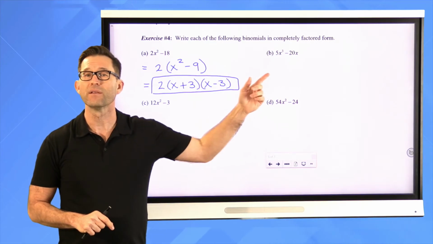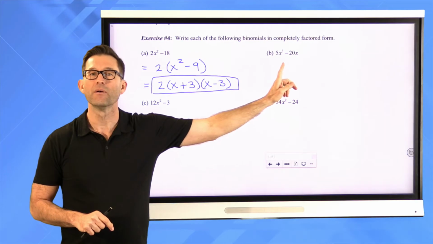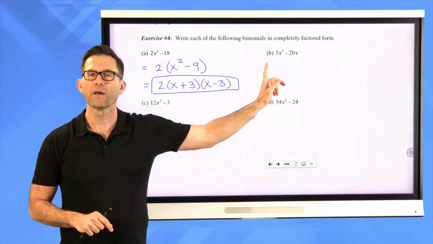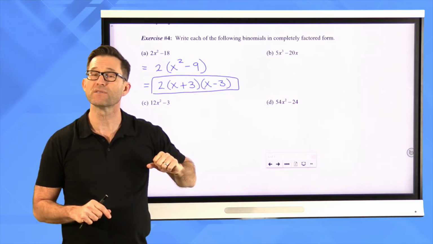All right, let's do letter B together. Here, we have 5x cubed minus 20x. So I look at the 5 and the 20, right? And the biggest number that goes into both of those is 5.